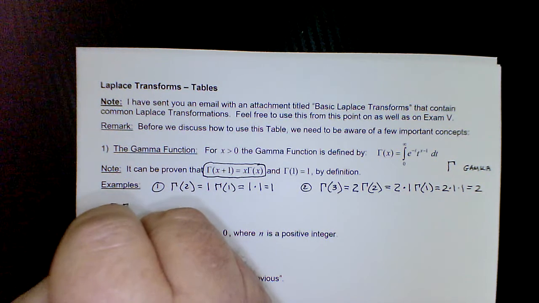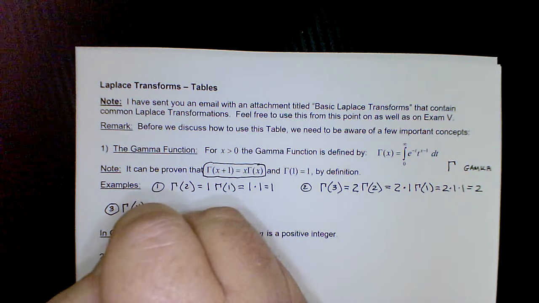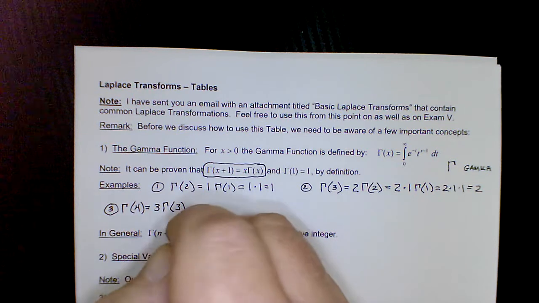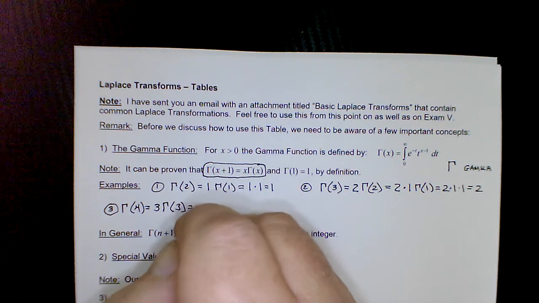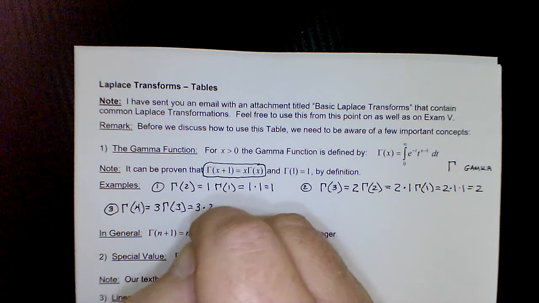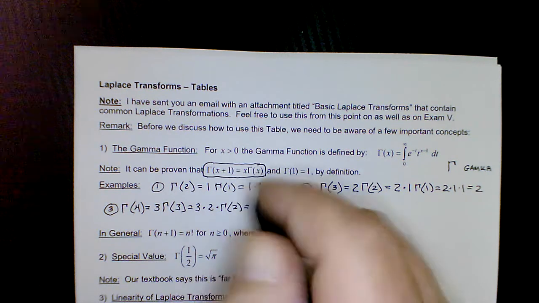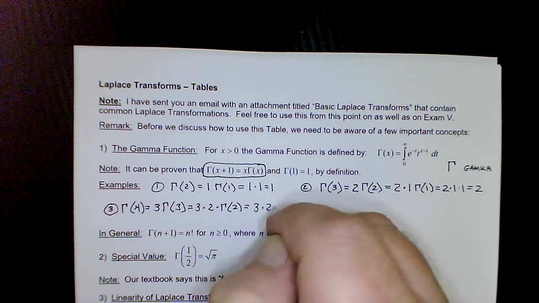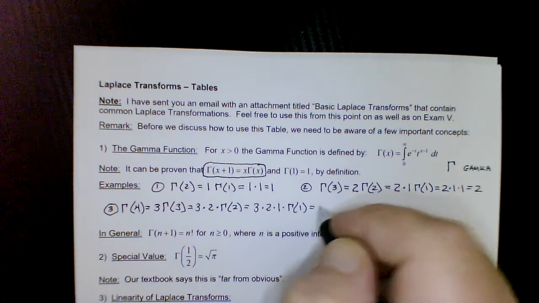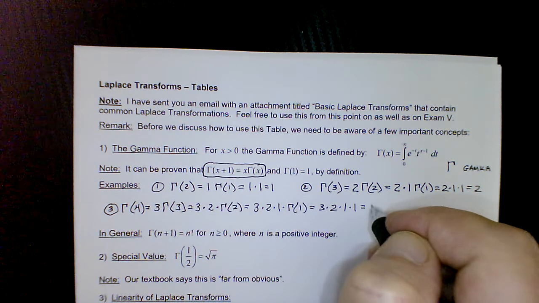Say gamma of 4. That means x is 3, so 3 times gamma of 3. Gamma of 3 means x is 2, so 2 times gamma of 2. Then gamma of 2 means x is 1, so 3 times 2 times 1 times gamma of 1. But gamma of 1 is 1, so it's 3 times 2 times 1.